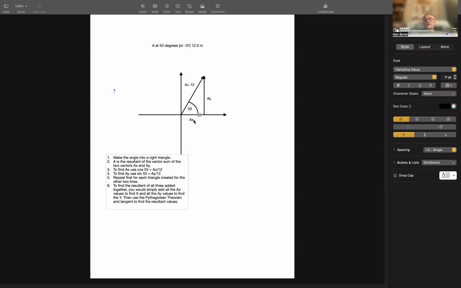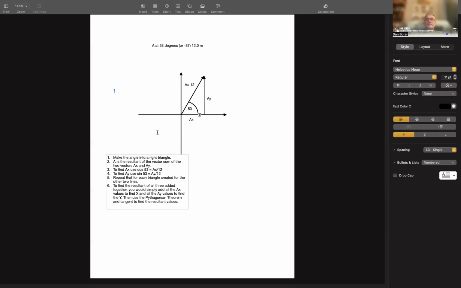And logic would tell me that these two numbers are going to be less than 12, and that this number is going to be larger. A sub y is going to be larger than A sub x because my angle is greater than 45 degrees. At 45, these two would be the same. Those are some basic ways to keep yourself in check to make sure that your numbers are in agreement. Then after I have these components, I'm done with this particular part.